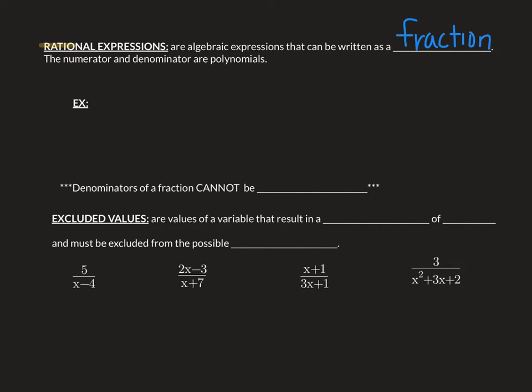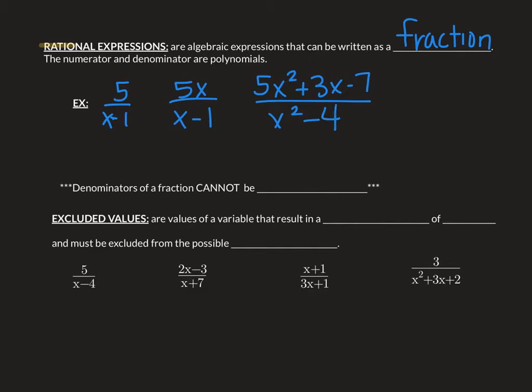So let's look at some examples of what a rational expression might look like. We could have something as simple as 5 over x minus 1. This would be a rational expression. We could have something maybe even more complex than that, 5x over x minus 1. That is also a rational expression. We could have something even more complex, like 5x squared plus 3x minus 7 over x squared minus 4. This is also a rational expression. So you will notice that each numerator and denominator is made up of a polynomial. Okay? That's what a rational expression is.